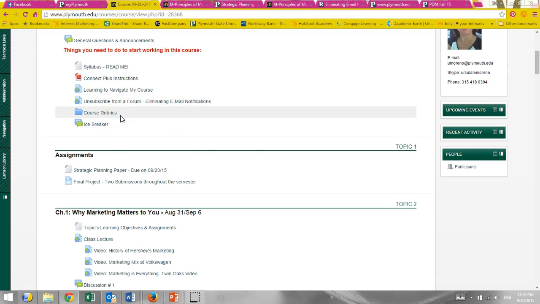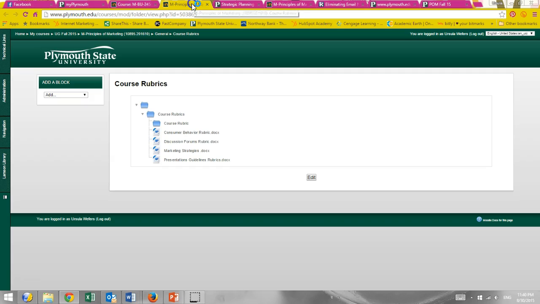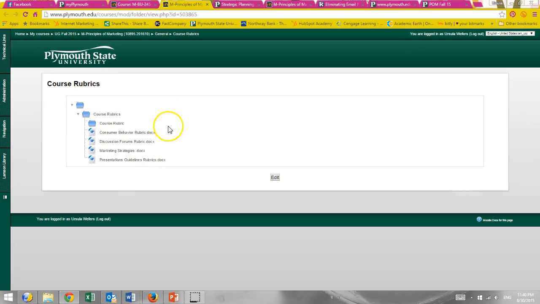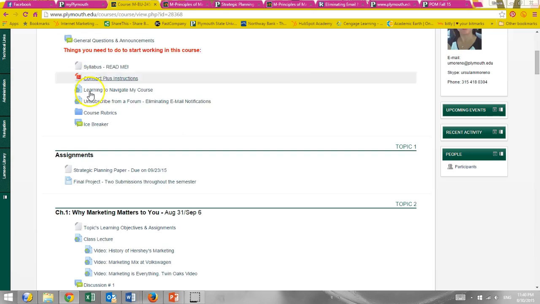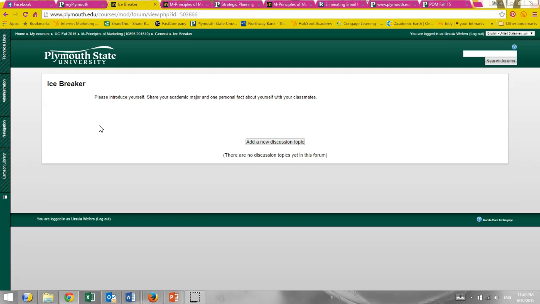Course rubrics, this is important because it's what I'm going to use to grade your work. Once you click there, you're going to see all these different rubrics here that are on the model for the different assignments that we have. And finally, you have the icebreaker, which is the first activity that you're going to have. It's the same way that we're going to have the discussions. It says, please introduce yourself, share your academic major, and one personal fact about yourself with your classmates. This is a way of bonding.